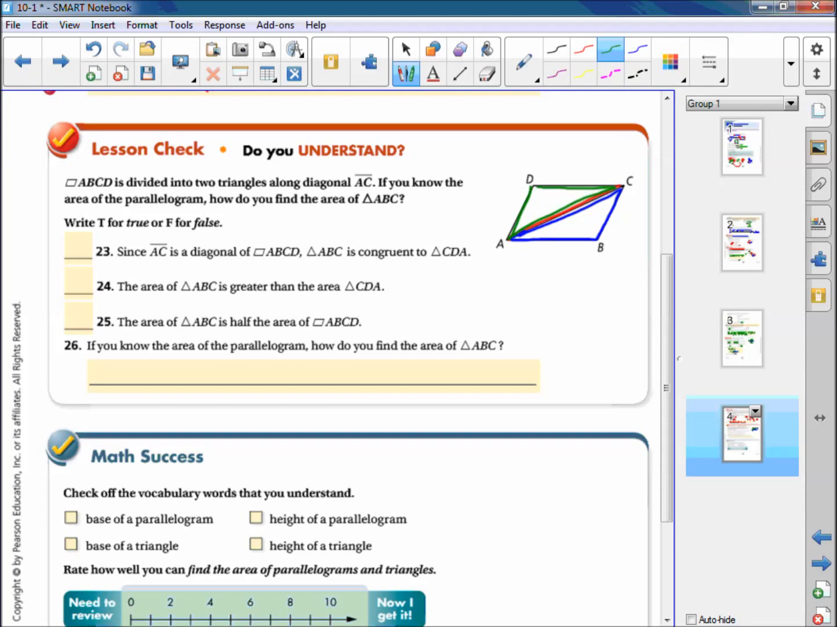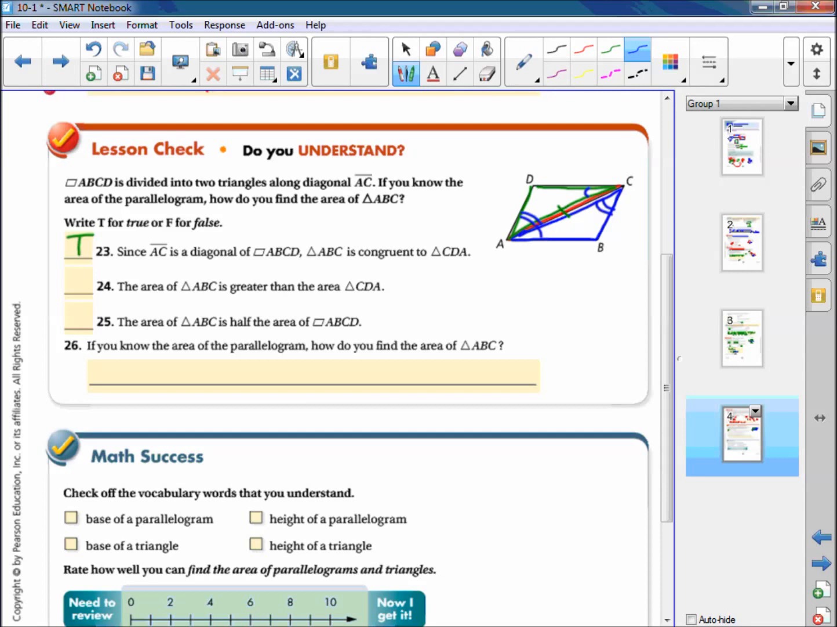All right, so write true or false here. Since AC is the diagonal of parallelogram ABCD, triangle ABC is congruent to triangle CDA. This is true, okay? We've proved this before using, let's see, we have the side that's the same in the middle, okay? And then we had these angles are the same, and these angles are the same. So we proved it with side angle before, okay?